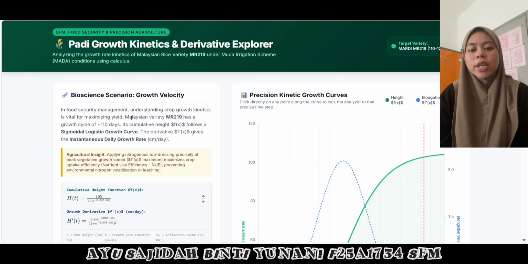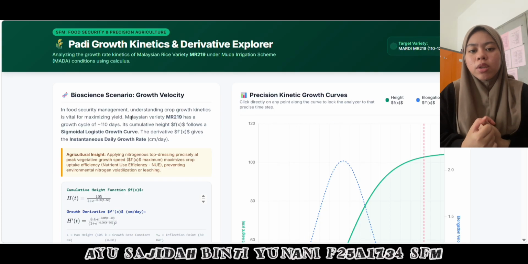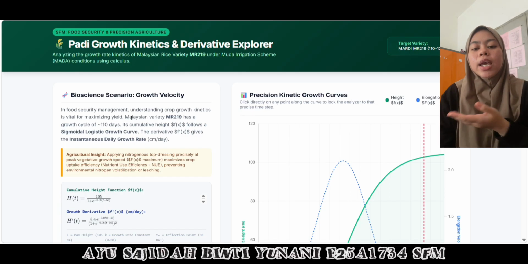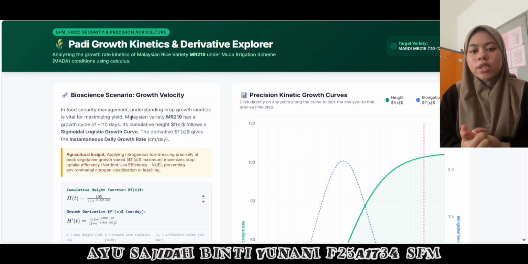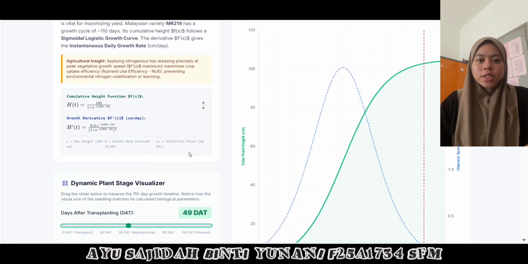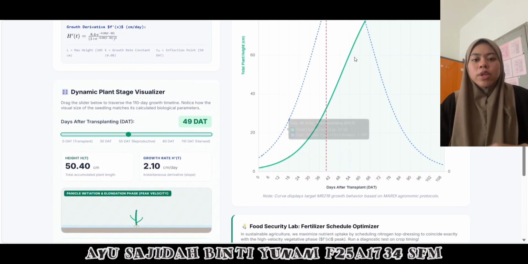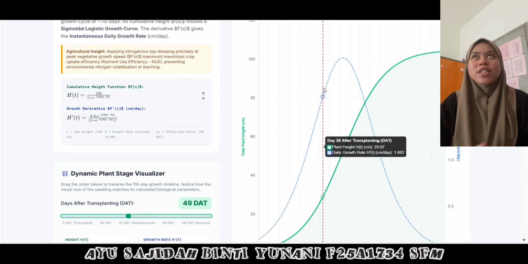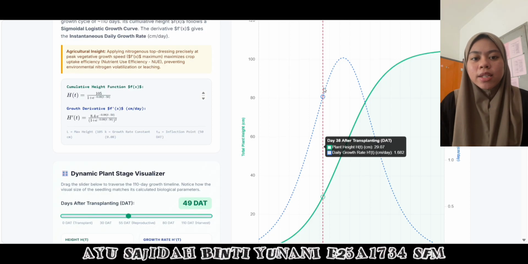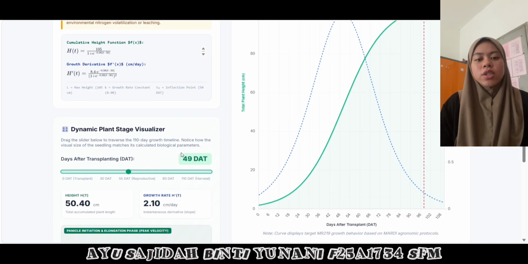For mathematical modeling, BioCalc uses two functions. The first is the logistic growth model, which calculates plant height over time, and the second one is the derivative function that shows the daily growth rate at any given day. For interactive features, the website includes a live calculus calculator with a slider. At 55 days after transplanting, the derivative reaches its peak growth rate. The interactive graph highlights this point, showing farmers that this is the perfect time for nitrogen top dressing.